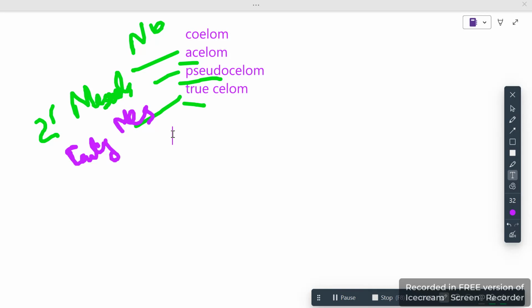Now pseudocoelom was remaining a little bit. I'm just writing: cavity is present, but there's no lining by mesoderm. In this we have phylum Aschelminthes.